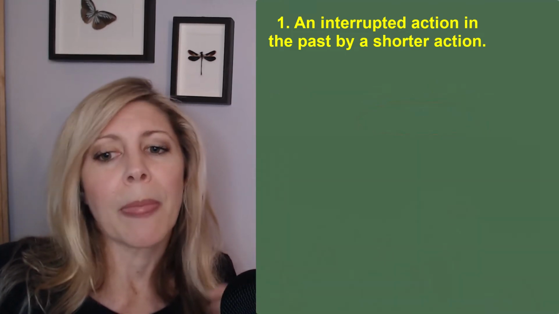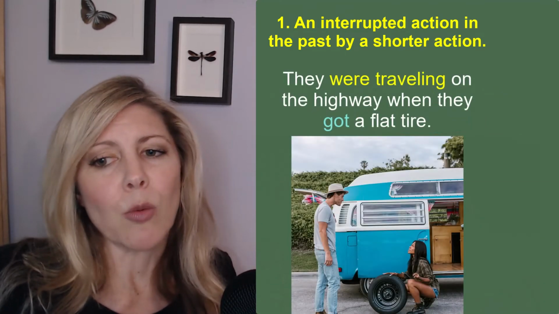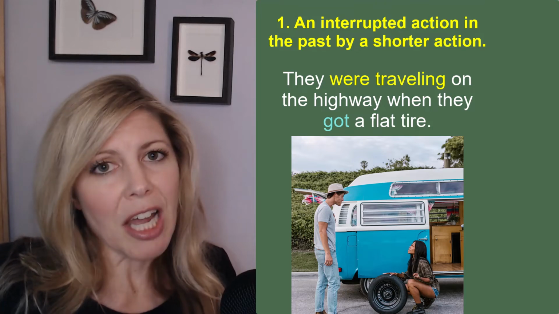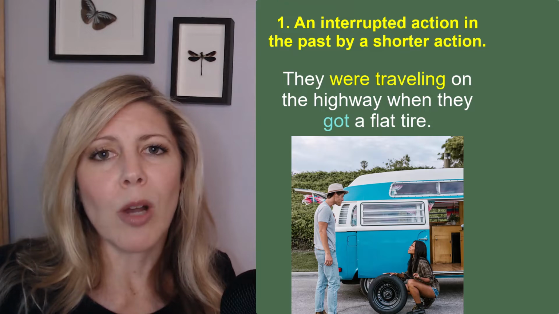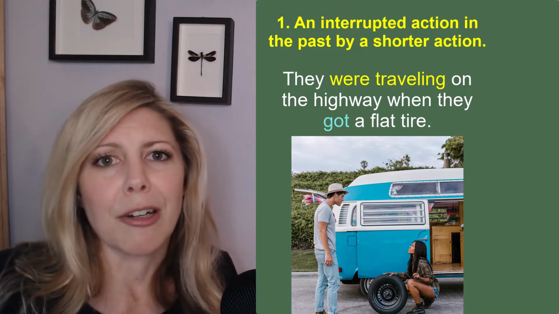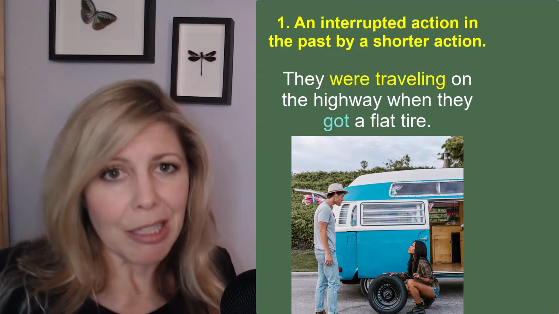Number 4, they were traveling on the highway when they got a flat tire. So activity in progress, traveling down the highway, then the flat tire happened. That was definitely an interrupter, I would say.